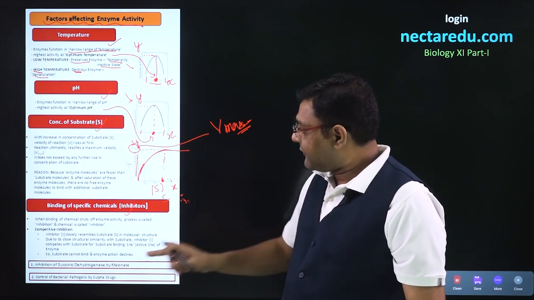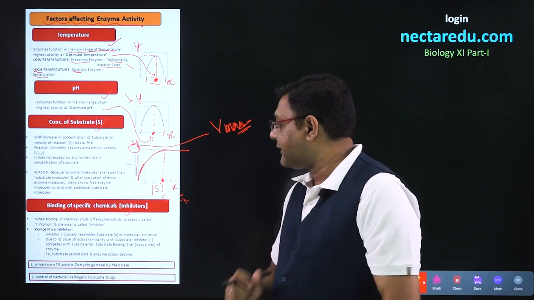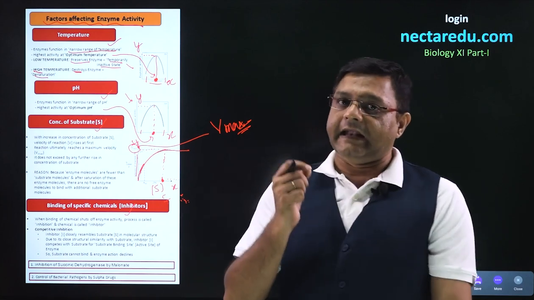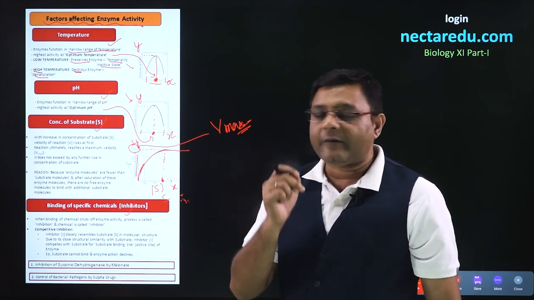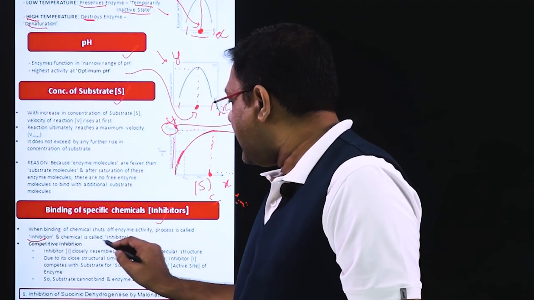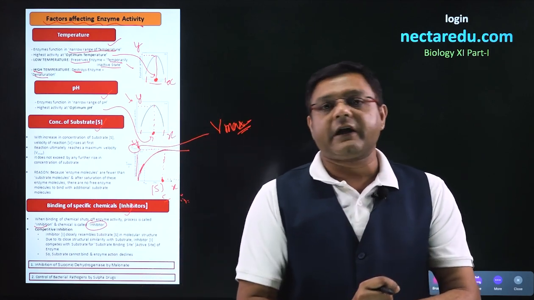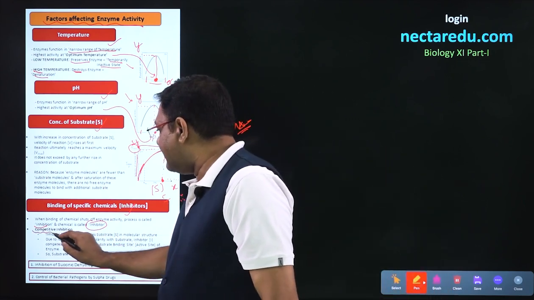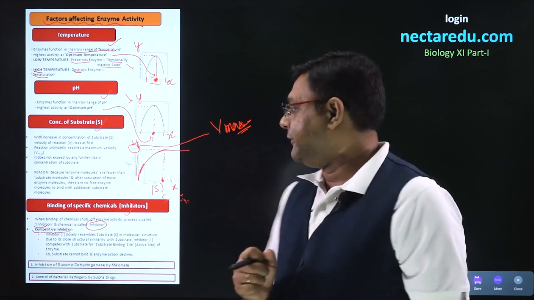Coming to the fourth factor, that is binding of specific chemicals, and those chemicals are called inhibitors. Whenever binding of any chemical shuts down or stops the enzyme activity, that process is called inhibition, and the chemical is called an inhibitor. Here we will talk about one type of inhibition, and the type is called competitive inhibition. Now, why is it called competitive inhibition?